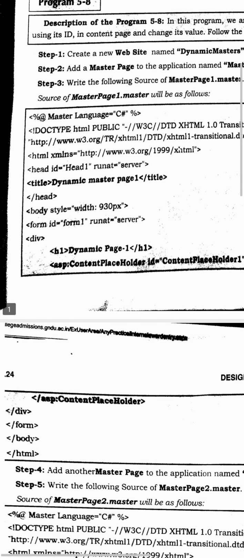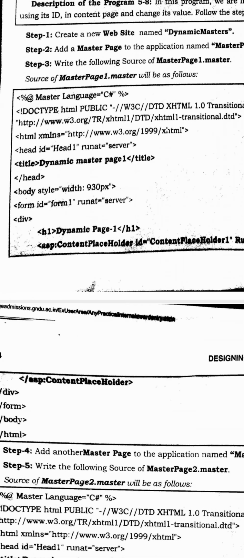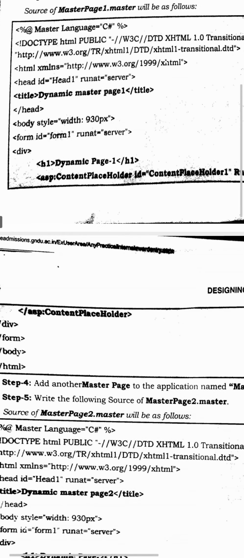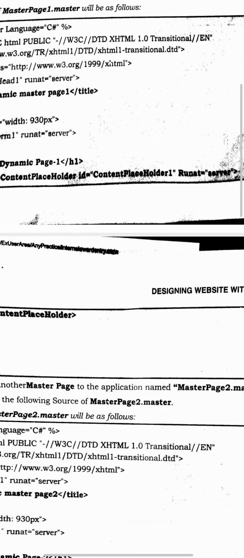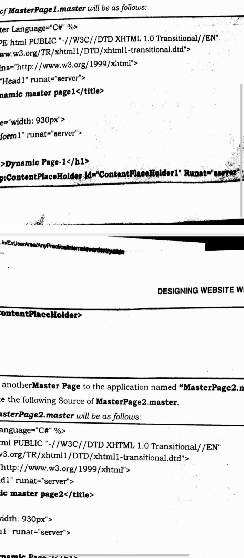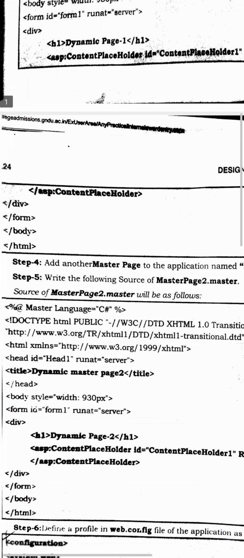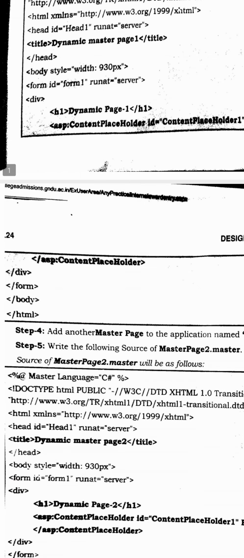In the first master page, I am simply taking the heading tag h1, and within that I'm writing dynamic page 1. There is one content placeholder, its id is content placeholder 1, and within the content placeholder I have not given any content, so I can give the content in the content page.